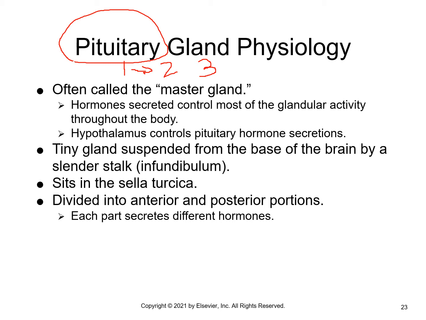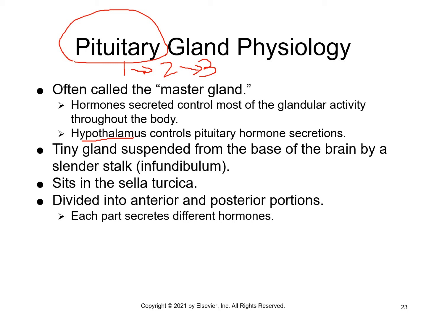So step 2 is the hypothalamus stimulates the pituitary gland, and then the pituitary gland stimulates the organ that is able to accomplish the task. So, the pituitary gland in that way is called the master gland. Its hormones secreted by the pituitary gland control most of the glandular activity throughout the whole body. However, it's not number 1, it is number 2. The hypothalamus controls what the pituitary gland does.